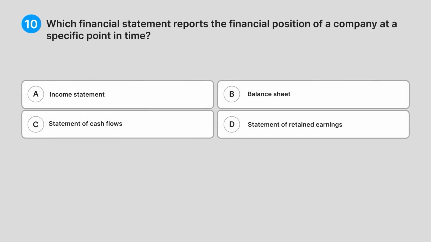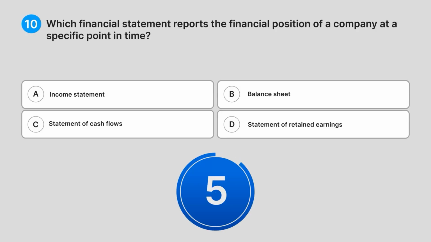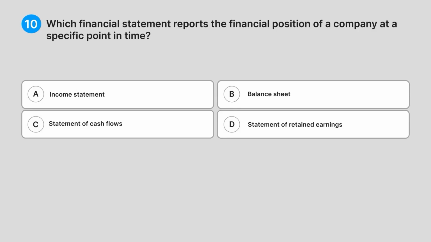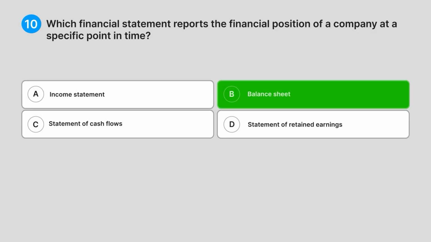10. Which financial statement reports the financial position of a company at a specific point in time? A. Income statement. B. Balance sheet. C. Statement of cash flows. D. Statement of retained earnings. What do you think is the answer? Correct answer B. Balance sheet.